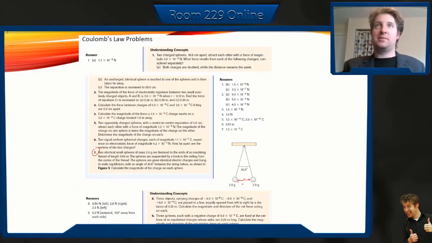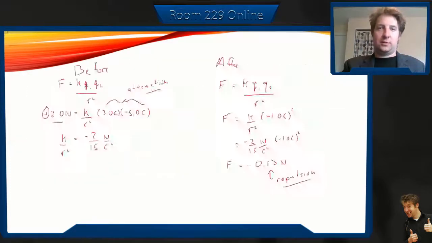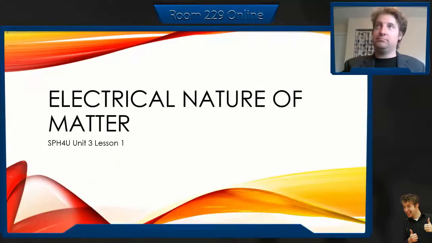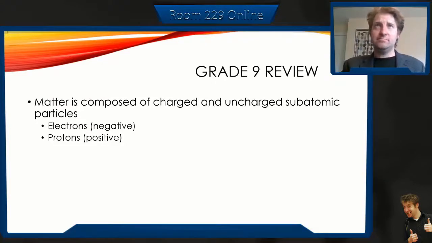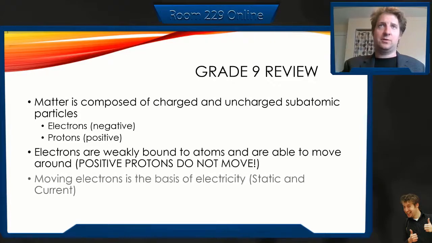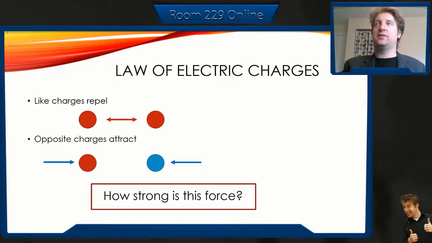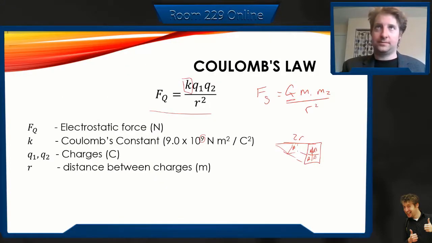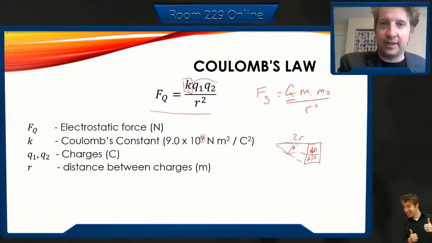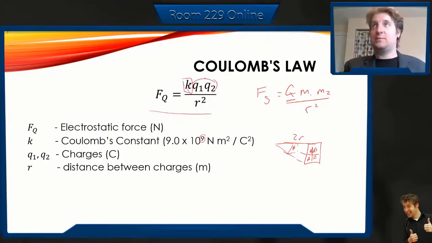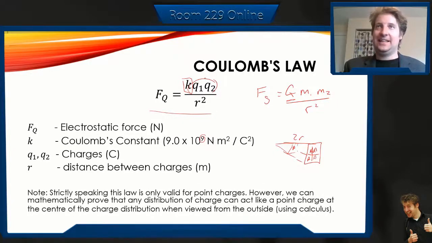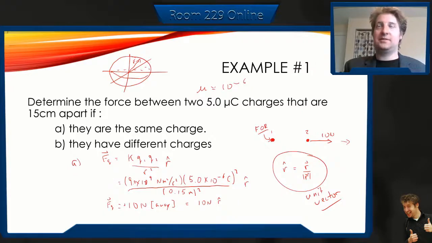This is 47 minutes I've been talking so far. So let's go back quickly. What did we learn today? The electric nature of matter. So what do we got here? Grade 9 review, positive and negative. Electrons move. Moving electrons make electricity, and we have the law of electric charges. And we learned just now that the law of electric charges is buried in Coulomb's law. Okay, it's hiding, it's the multiplying of the charges, whether they're the same sign or opposite sign. All right, and we did an example of using Coulomb's law.